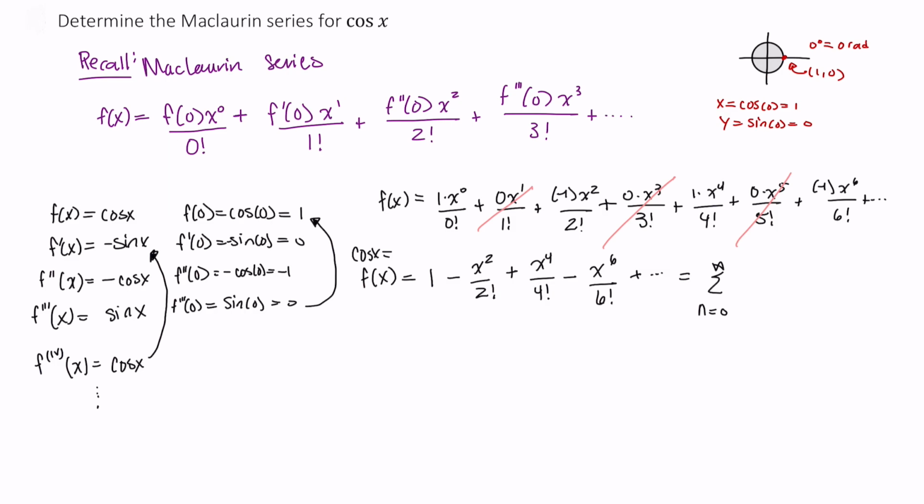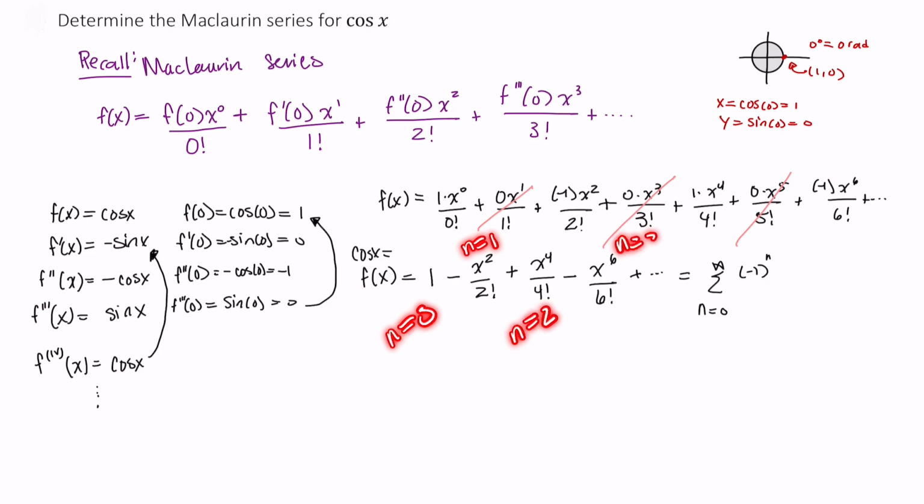So we want our negatives to alternate. So we want a negative 1. When n is equal to 0, we want it to be positive. So I can put an n here for that. When n is equal to 1, we want it to be negative. So this works. Okay, and we can verify that this is correct. Remember, this is n equals 0, n equals 1, n equals 2, n equals 3 term.